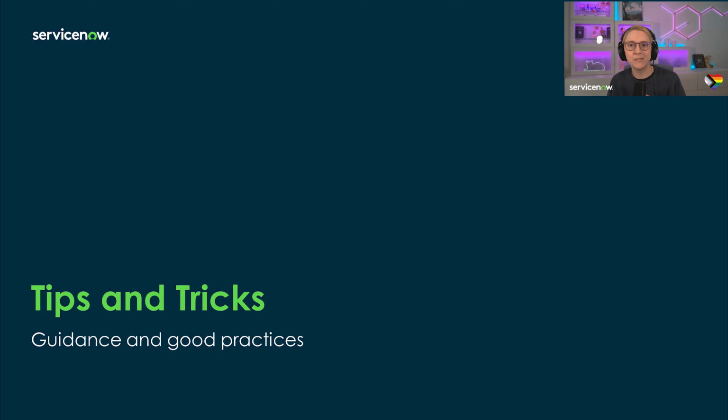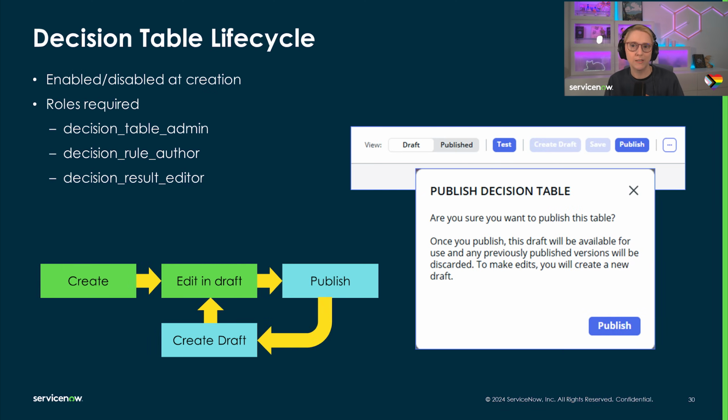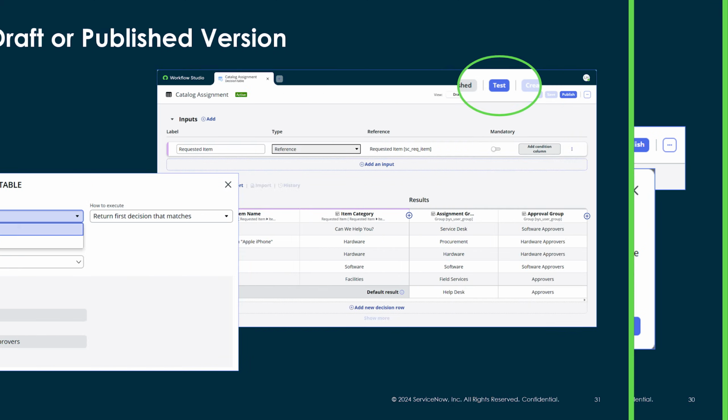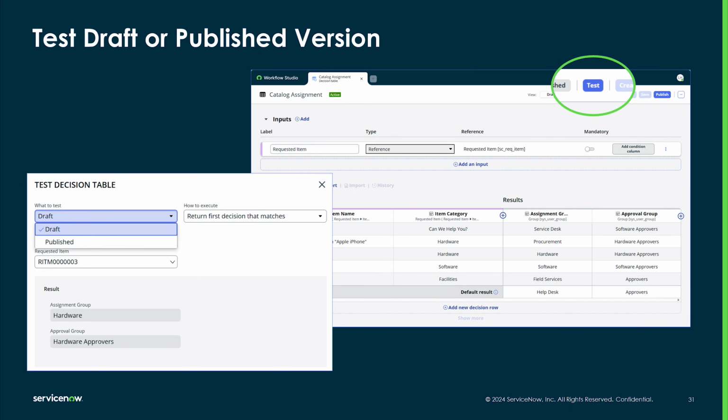So now let's look at some tips and tricks for decision tables. Added in the Vancouver release, for each decision table, you can decide to activate draft authoring. This enables an extra safety layer so that your changes don't take effect from outside of testing until you publish them. Speaking of testing, the testing function allows you to test for either the draft or published version of a decision table.